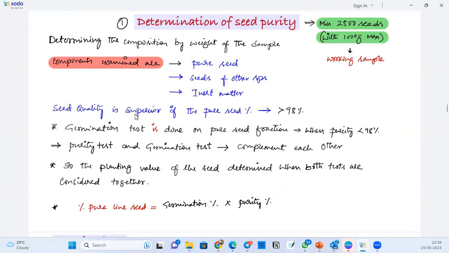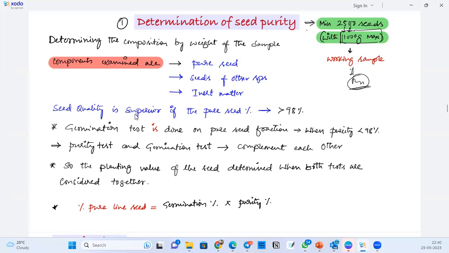Working sample: the first and foremost important thing to remember is that the minimum sample size is 2500 seeds with a maximum of 1000 grams. It cannot exceed 1000 grams at any cost. The size of the seeds can be decreased, or the number of seeds can be decreased, but it should have a maximum of 1000 grams.